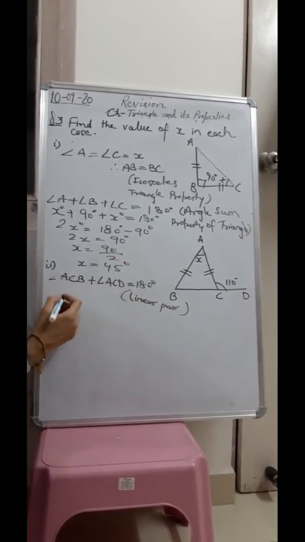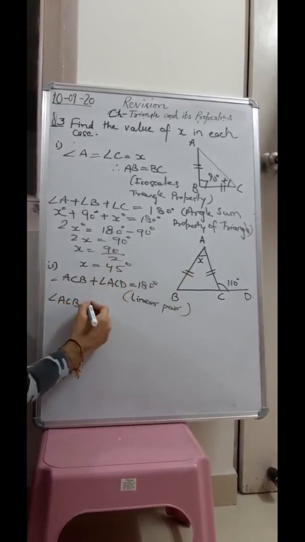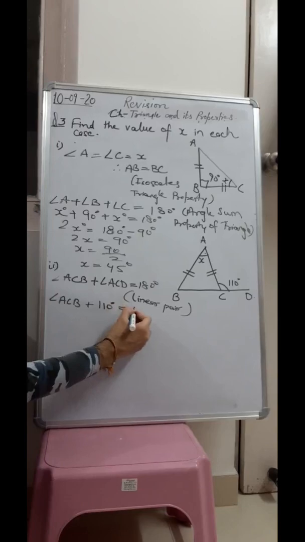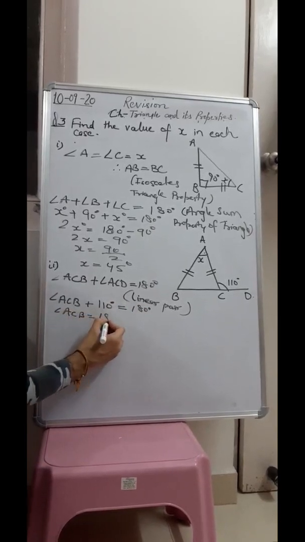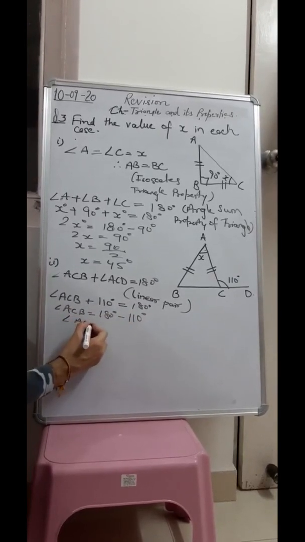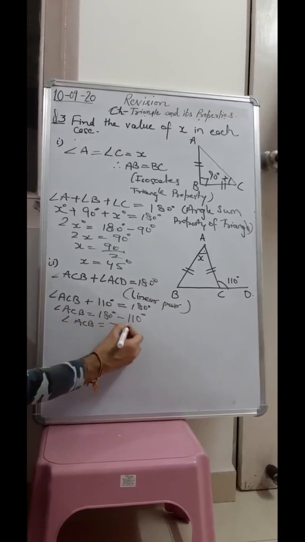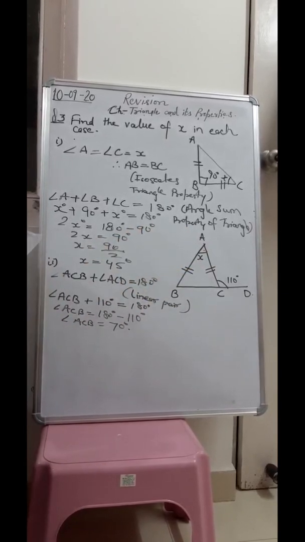ACB we have to find out, and ACD is given to us, that is 110 degree. The sum equals 180 degree. So ACB will be equal to 180 minus 110. ACB will be equal to 70 degree. So here ACB is coming as 70 degree.